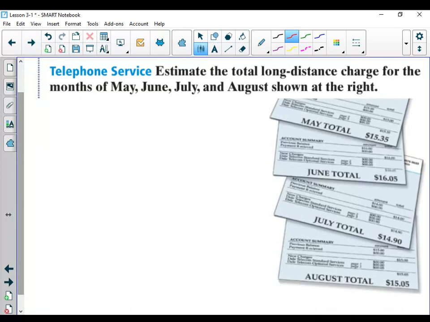So I'm noticing that all 4 of those months are really close to 15. How many months was it? 4. So I'm estimating that I have spent about $60 in those 4 months for my pay-as-you-go phone.